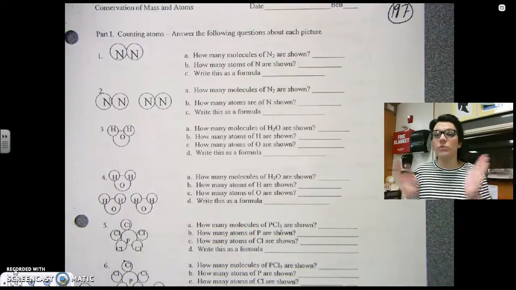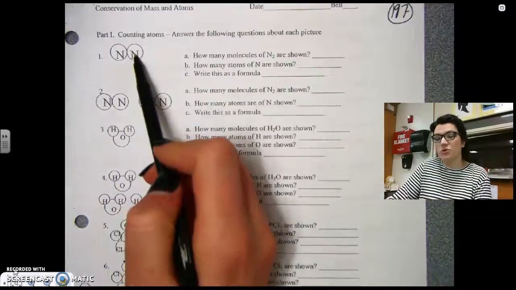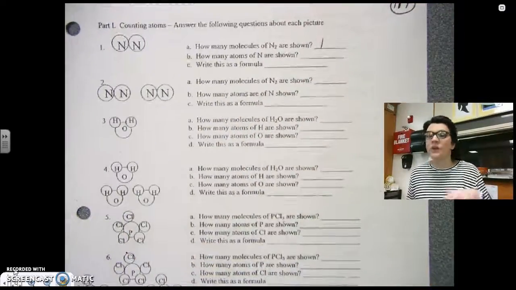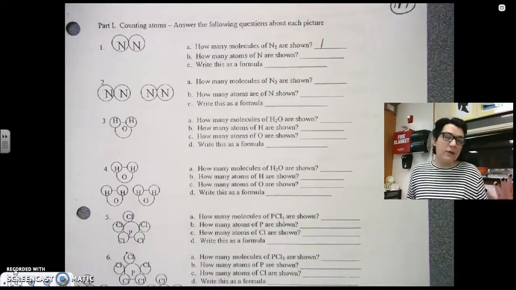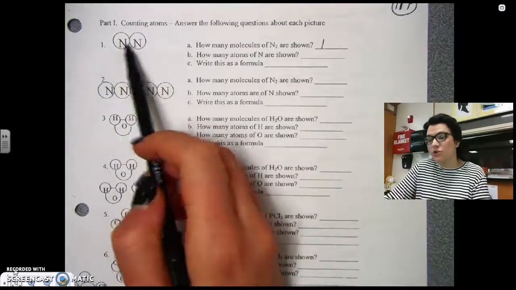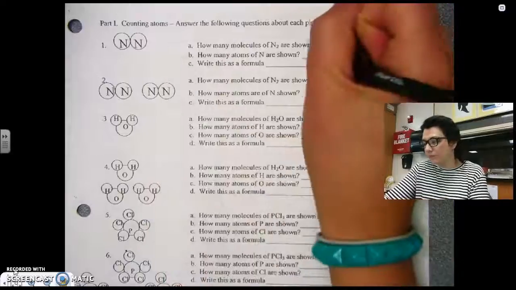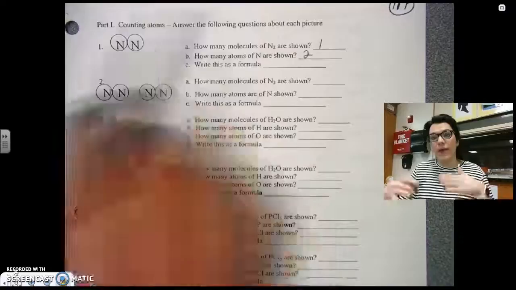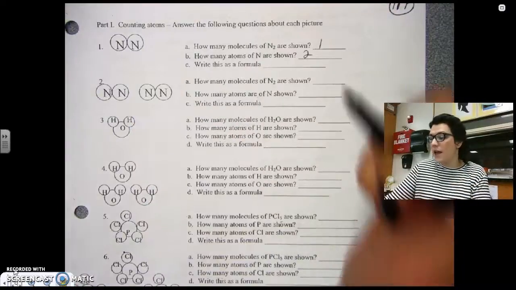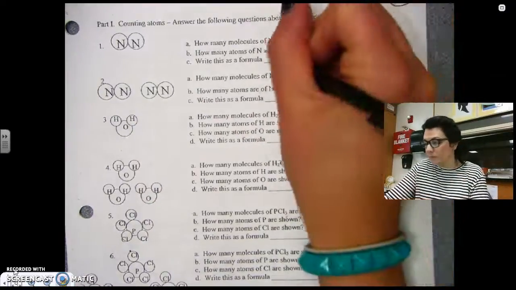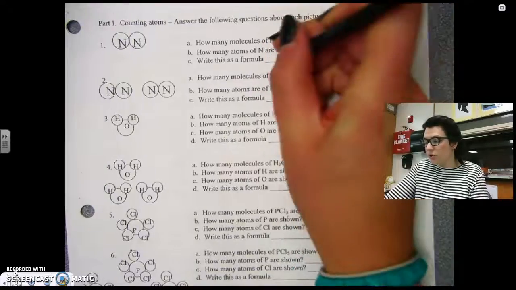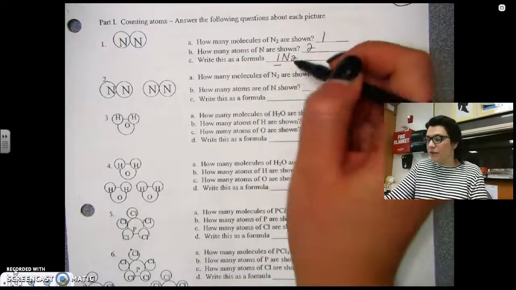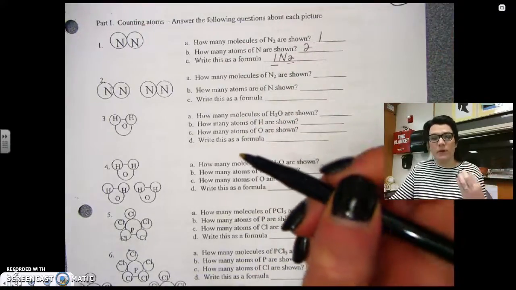So a molecule is more than one atom. So since I have two nitrogen atoms present, it's going to be one molecule. Okay. The next question says how many atoms of N are shown. Well, there's two atoms inside of one molecule. So to indicate nitrogen, or this nitrogen substance here, it's going to be 1 and 2. So this 1 out front represents how many molecules are present, and this 2 represents how many atoms are present.